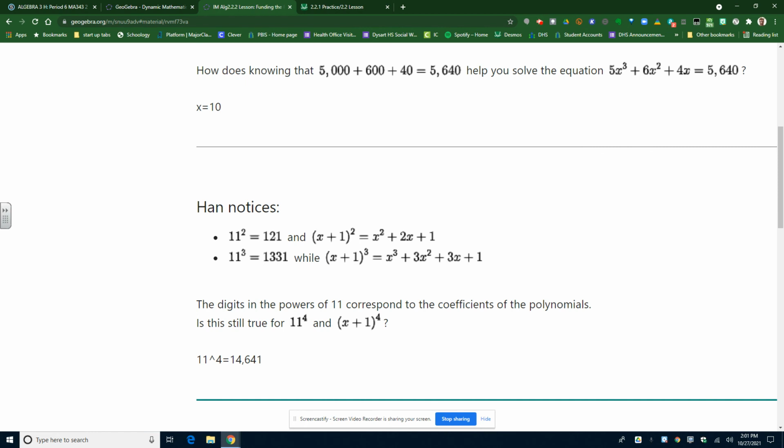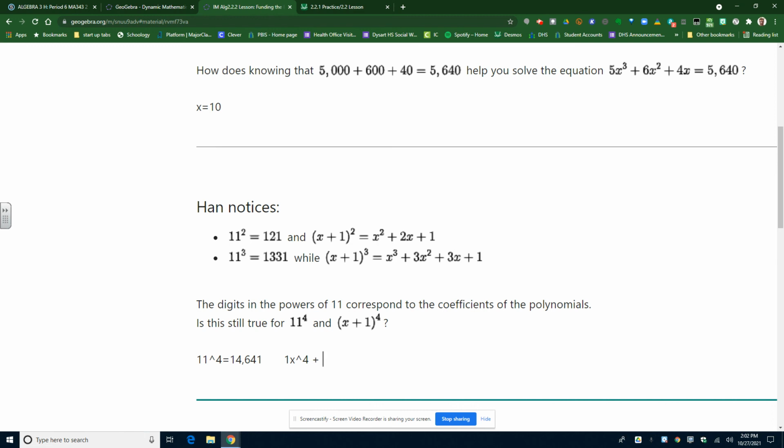What is my first coefficient? 1, because my first digit in 14,641 is 1. So it's 1x to the power of 4. Where am I getting the power of 4? Because it's to the 4th power. Good news is everything's plus. So I'm going to put a space here between each one, but you don't have to. All right.